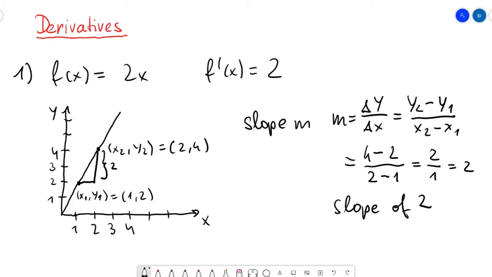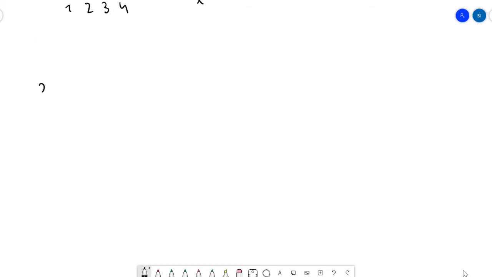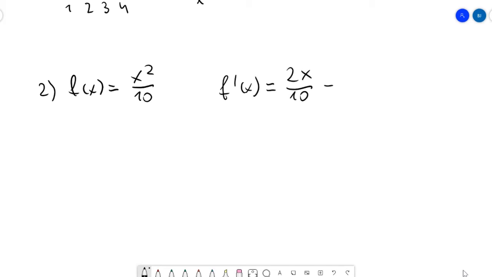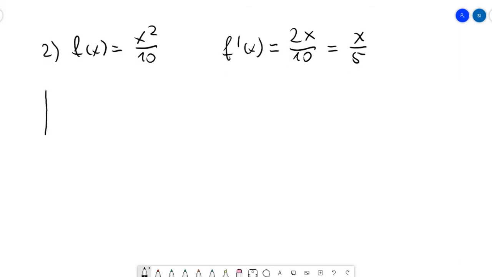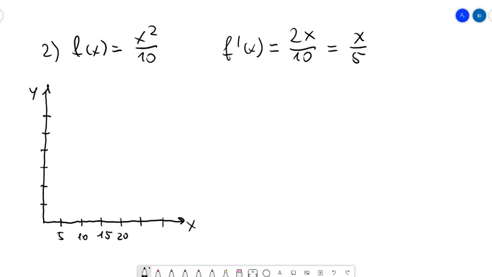But when we look at a function where we do not have a straight line, we face some problems. Let's look at the function f of x equals x squared divided by 10. The derivative of this function would be 2x divided by 10, which is x over 5. How does this function look? You can draw it like this. Here we have the y-axis and here the x-axis. So this is 5, 10, 15, 20, 25, and here we have a bit of a different scale: 10, 20, 30, 40, 50 and so on.